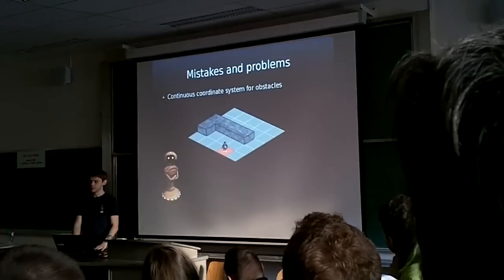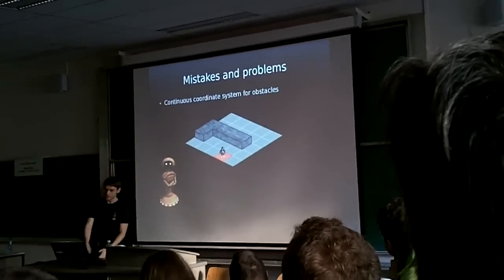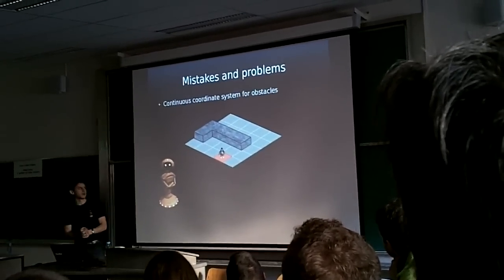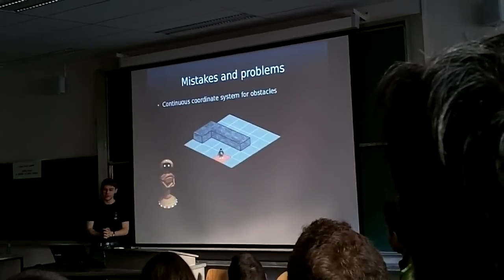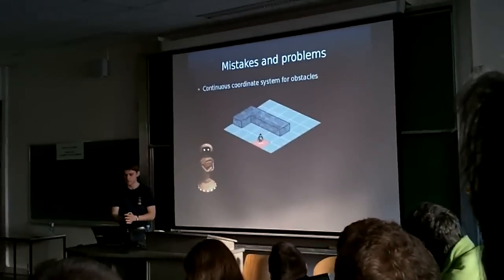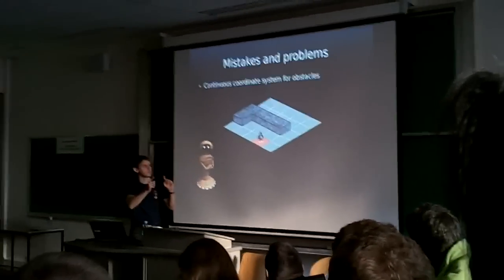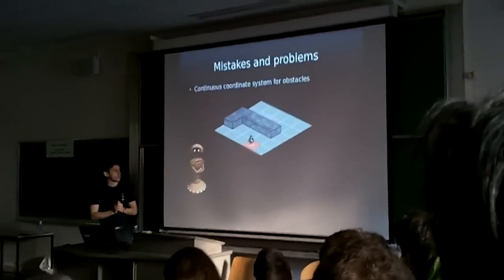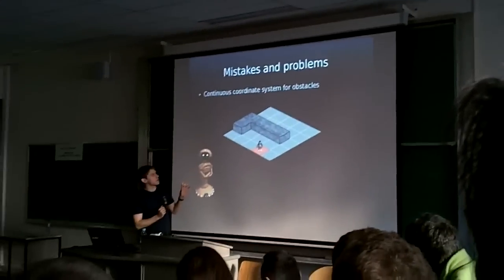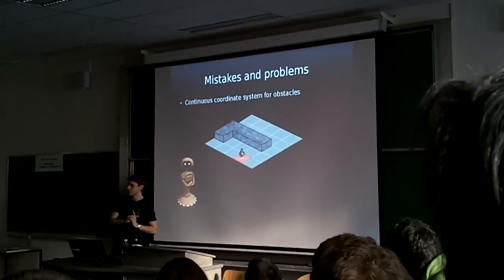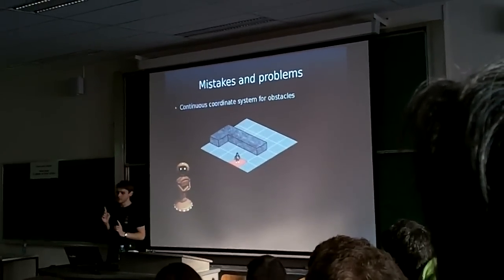Now, I'd like to keep some time to talk about one problem that we have in FOSDEM. We decided to make use of a continuous coordinate system for obstacles and actors. First, I'm going to explain how collision detection should be done, and then I'm going to explain what we do in FOSDEM and why it's not so good.